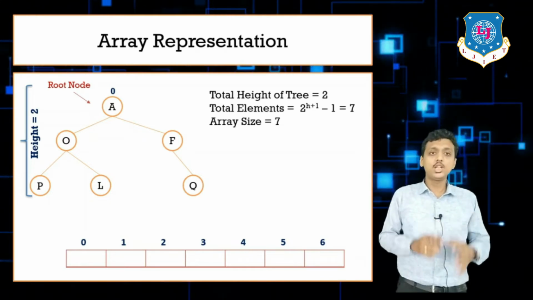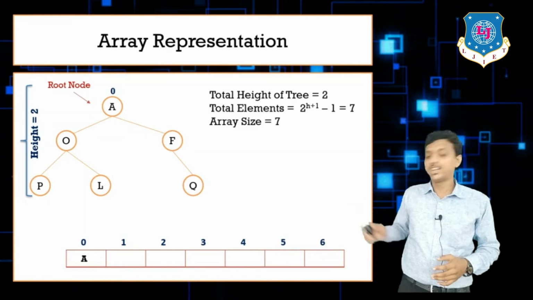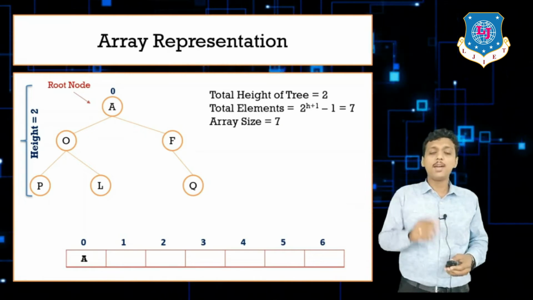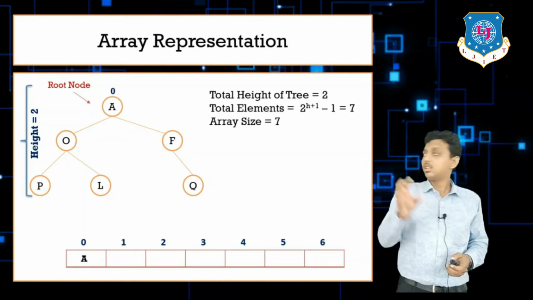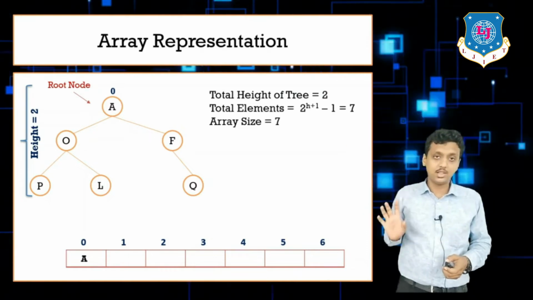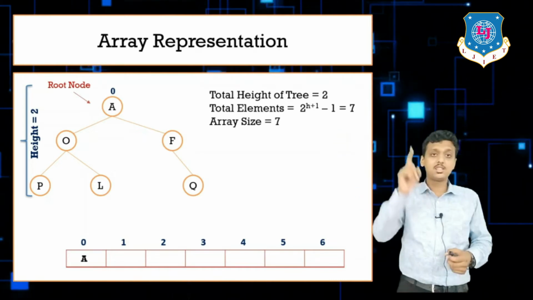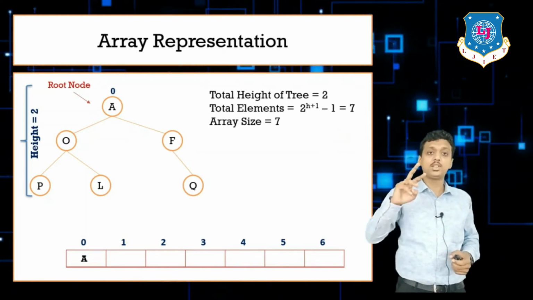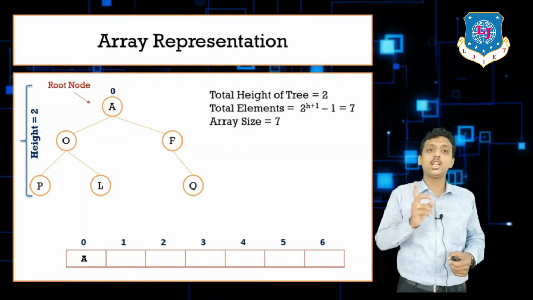Okay, so we need to write root node A at index 0. See, here it is. So now what happens next? Now remember this, students, here the root node is at index 0. Now, what about the rest of the nodes? See, first we take 0 for the root node, then the left child at 1, then the right child at 2.